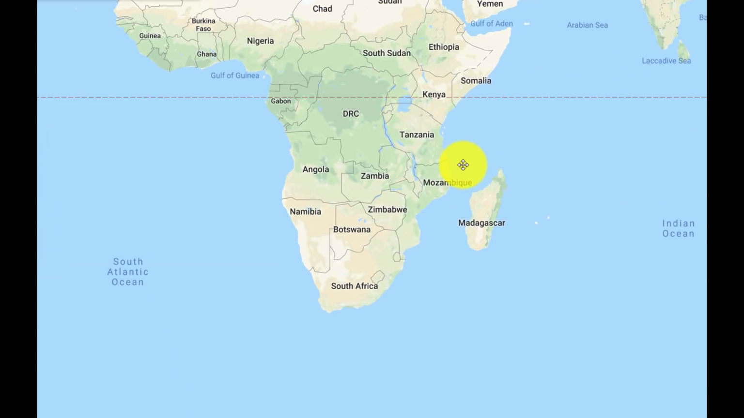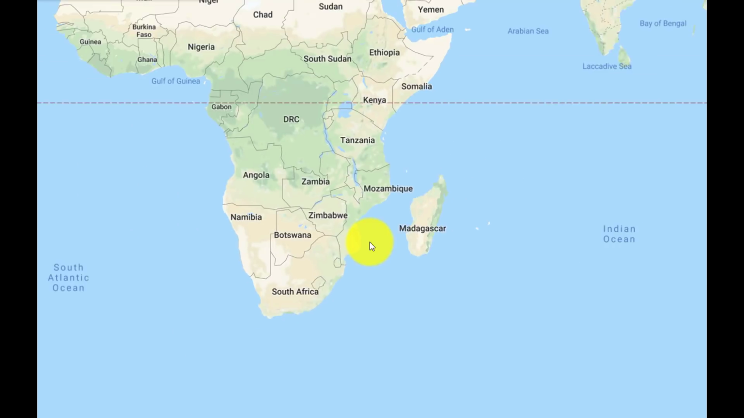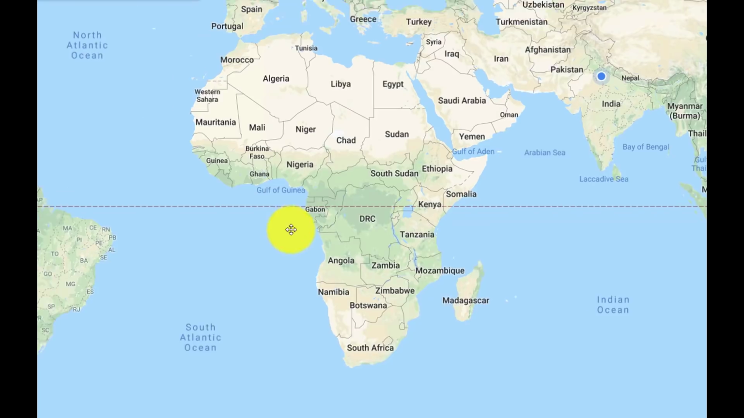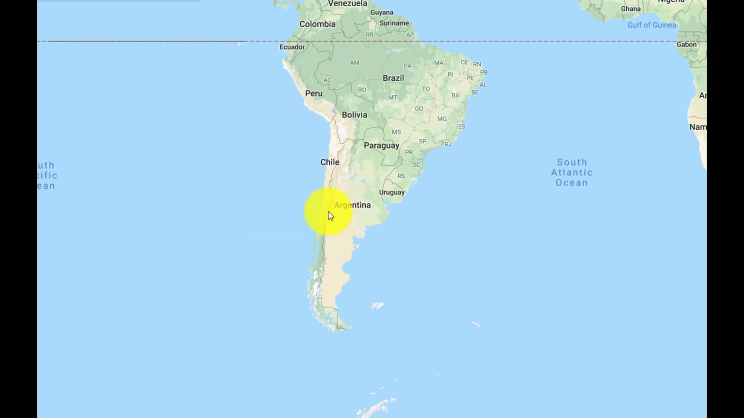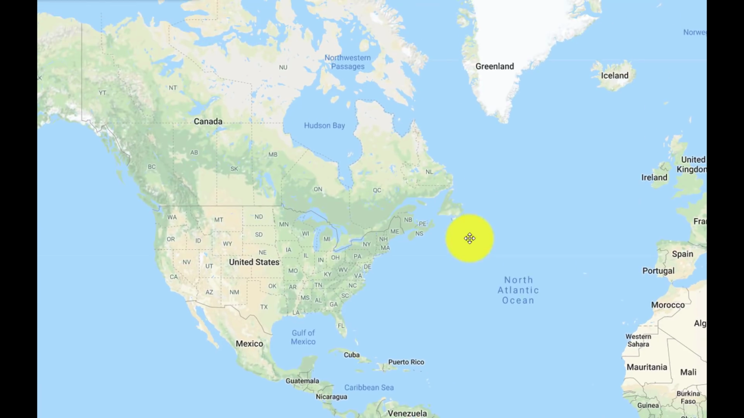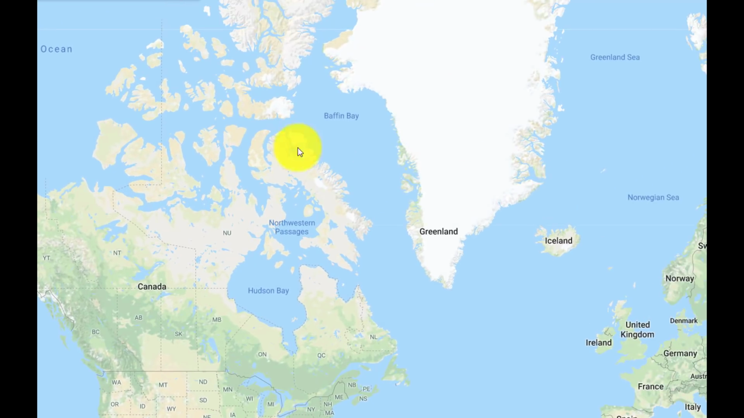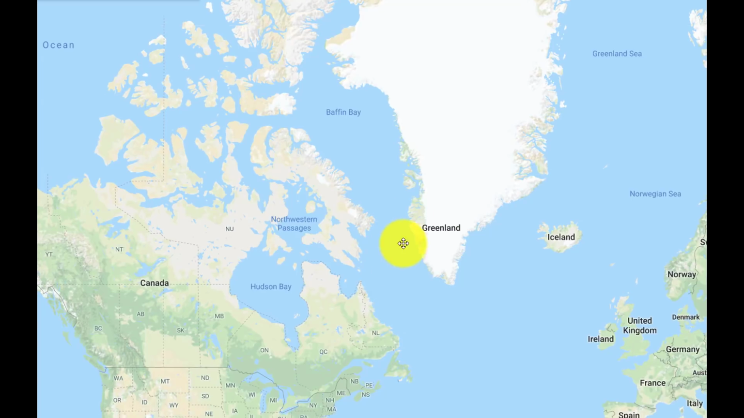Let's move on to the Mozambique Strait. It is right here between Madagascar and Mozambique. This is called the Mozambique Strait or the Mozambique Channel as well. So this isn't our answer either. And if we go right over here, we will actually see that this is South Pacific Ocean. This is South Atlantic Ocean. Actually, let's cover the Davis Strait as well, since this was our option. You will see this is Canada. This is Greenland. Between these two countries is the Baffin Bay. And right over here where I'm moving my cursor is the Davis Strait.